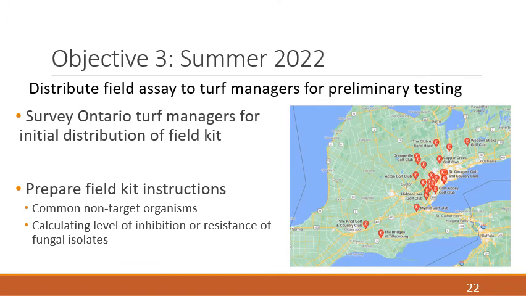Once results of the field kit are consistent and easily interpretable, turf managers across Ontario will be contacted for participation in the initial distribution. Turf managers will receive the field assay via Canada Post, along with a short instructional booklet and a way to report the results and any complications. This information will allow us to revise the kit and prepare for additional distributions as well as a final revision.